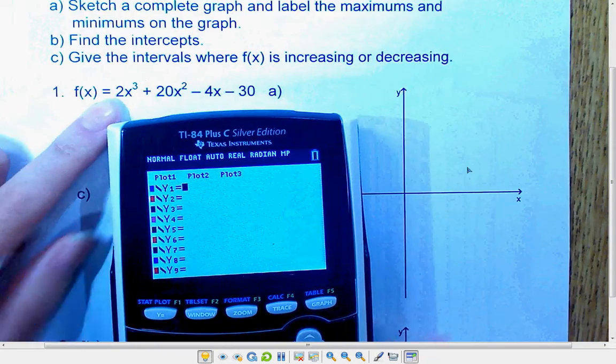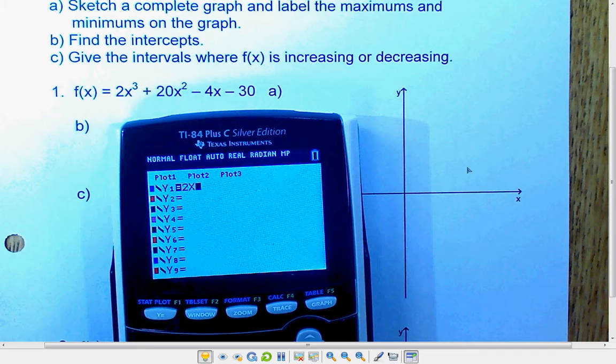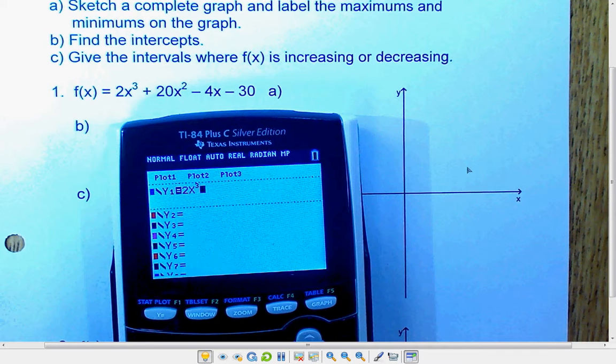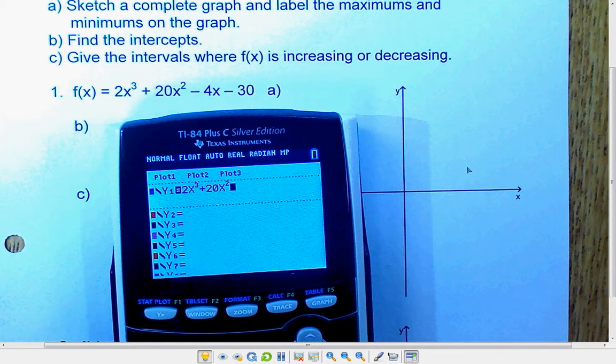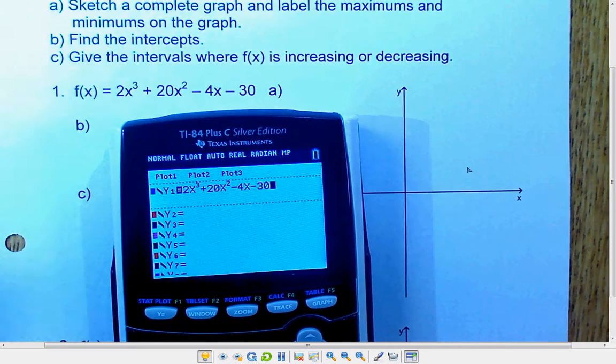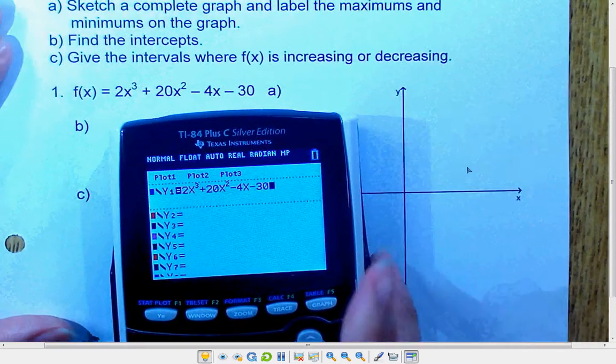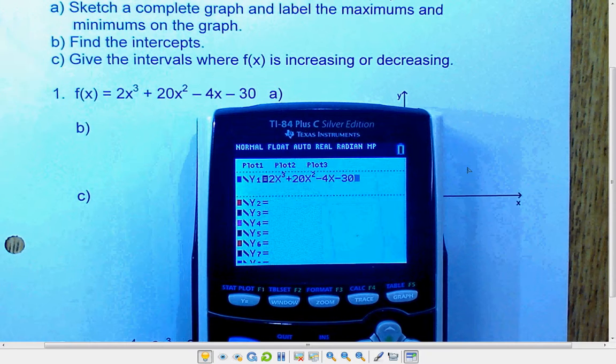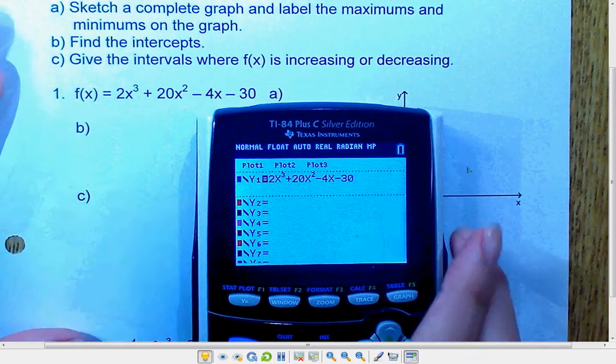So we're going to do number 1, 2x to the third power plus 20x squared minus 4x minus 30. So this should be in your y1. Okay, so the first thing we got to do is graph this function.